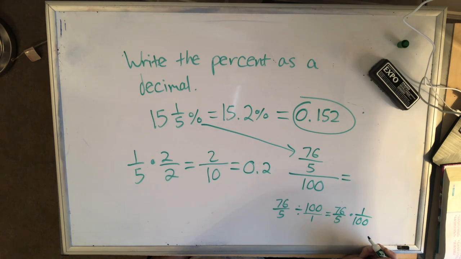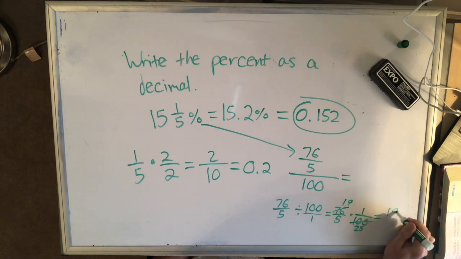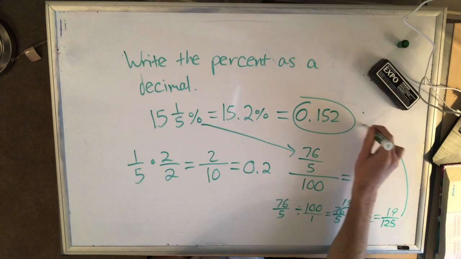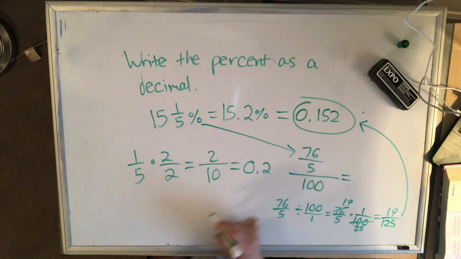Okay, so 76 and 100 can each be divided by 4 to get 19 and 25. 19 times 1 is 19, 5 times 25 is 125. And if you work that out, 19 divided by 125, you would get 0.152.